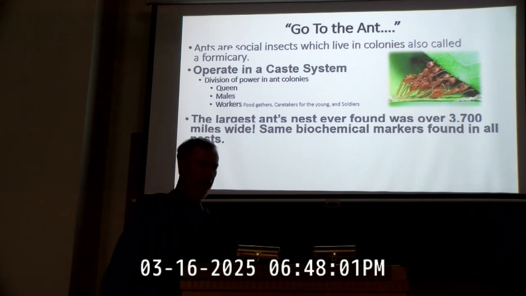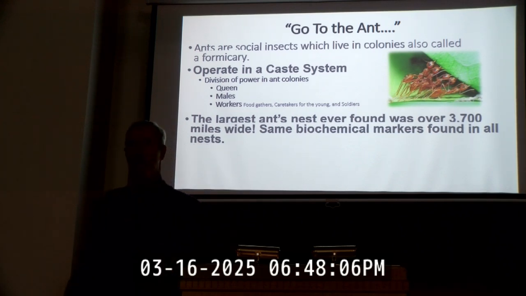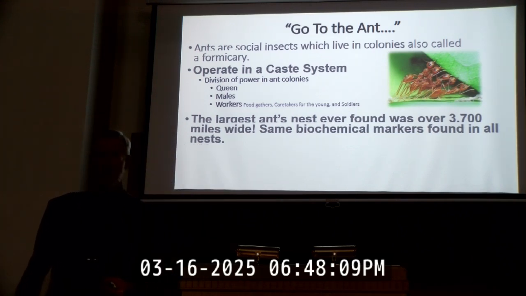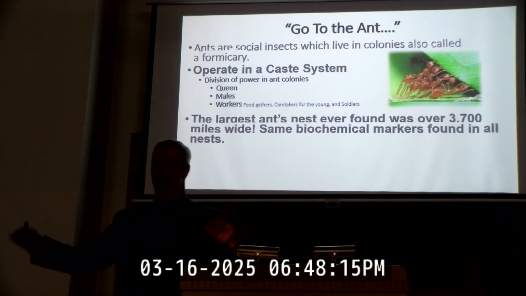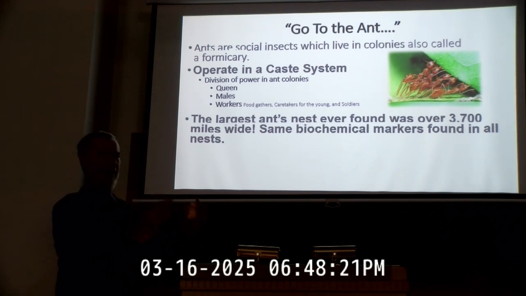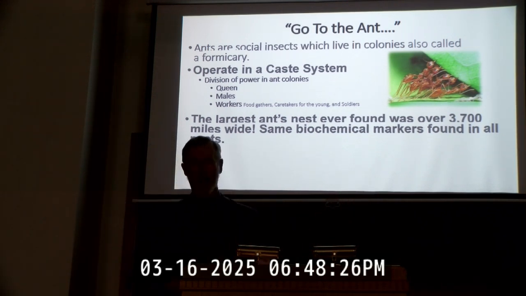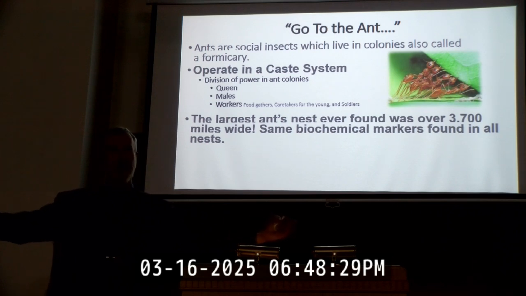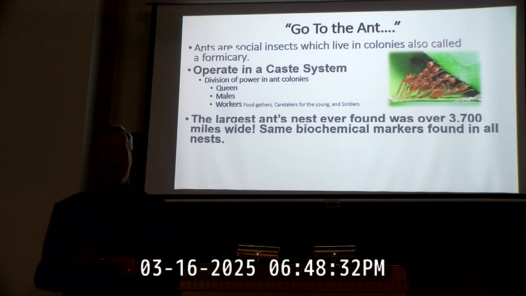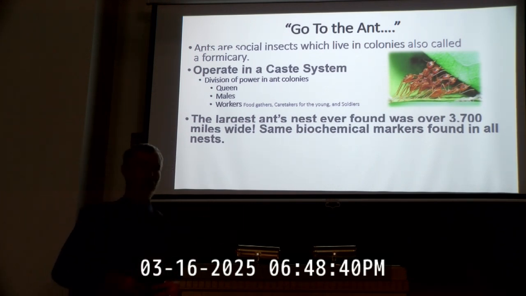The largest anthill, or nest, the formicary that's ever been discovered, was more than 3,700 miles long. Now, the way they determined that, because it may not have been connected, but because it had the same DNA and biochemical markers, they were identical. They checked this anthill, and in some cases they found that they were connected, and checked another one, and they were finding the exact same species of ant, the same subspecies of ant, and the same biochemical markers, which says these ants were all basically in the same nest, or in the same group.